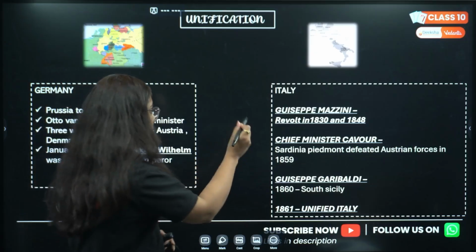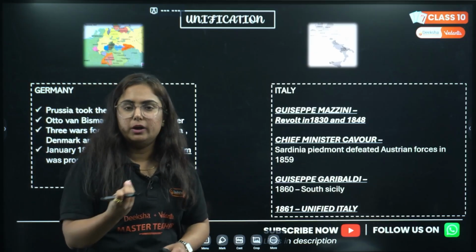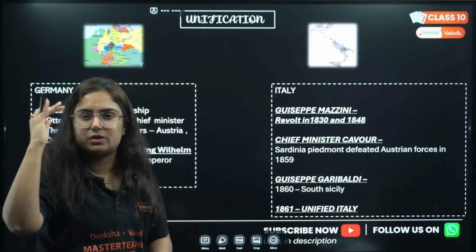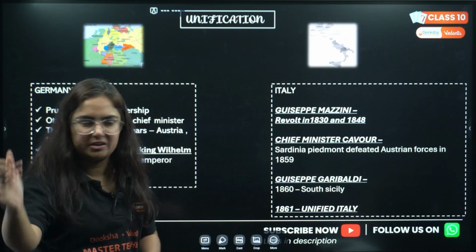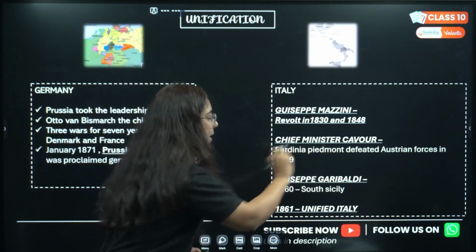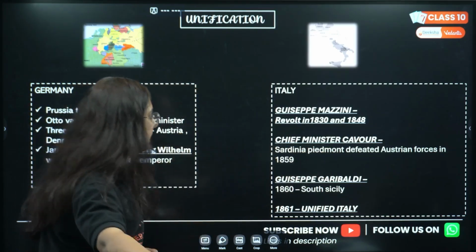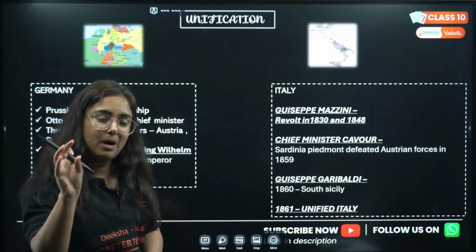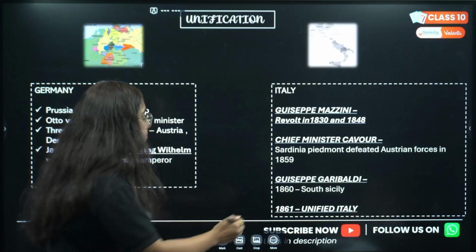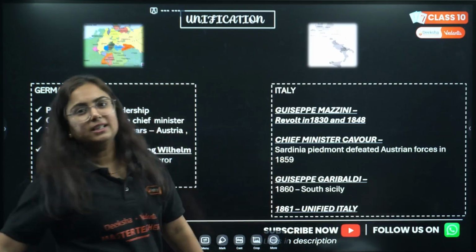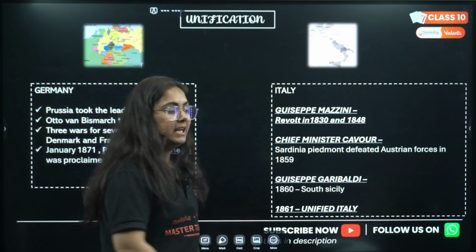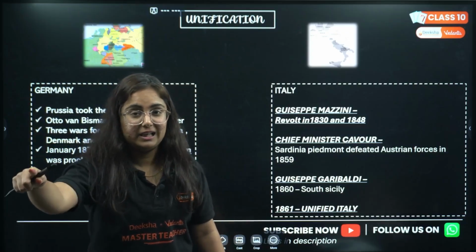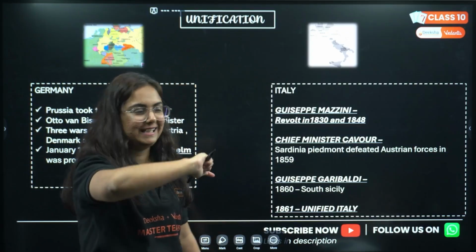Okay, now Sardinia, Piedmont, this ruler was helped by a chief minister, a very diplomatic person, smart enough. That's Chief Minister Cavour. He defeated the Austrian forces. That means the territory of Lombardy and Venetia came into their pocket in 1859. And then comes a hero, that's Garibaldi in the picture, Giuseppe Garibaldi, who has no relation with Mazzini here.